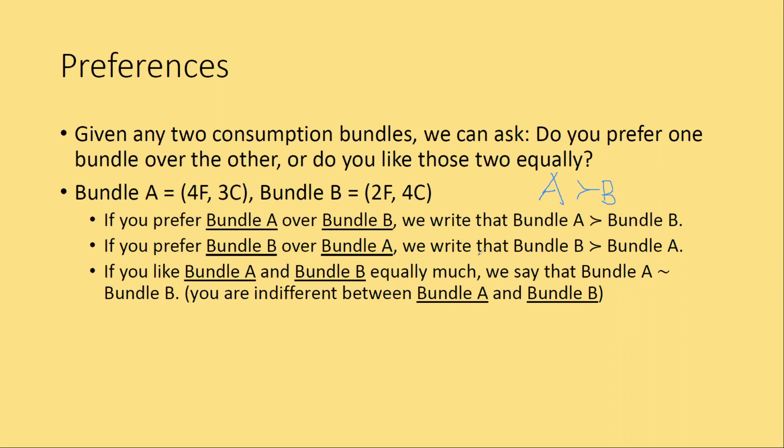It is also possible that the consumer likes the two bundles equally much. So the two bundles give this consumer the same level of happiness, and later on we will use the term utility. So the two bundles give the consumer the same level of utility. In that case, the consumer is indifferent between bundle A and bundle B, and we write it this way using this tilde. So this reads, bundle A is indifferent to bundle B, for a certain consumer.